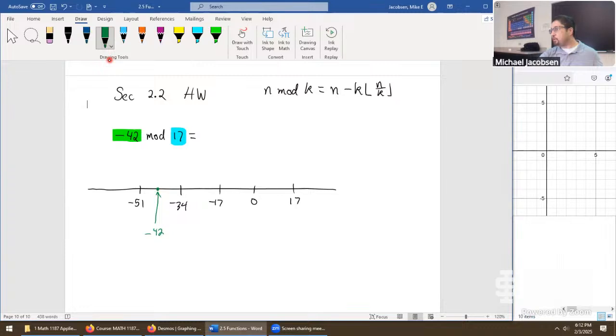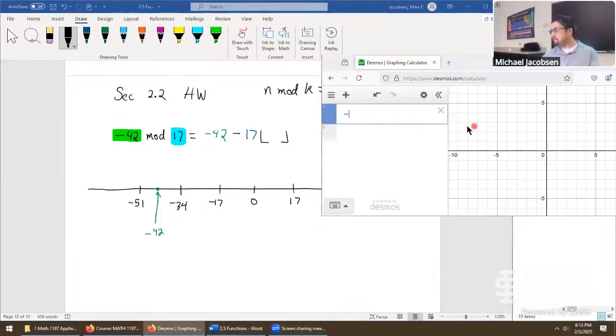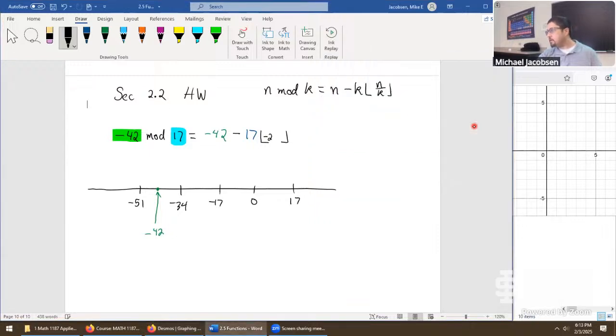So in this problem, we would go negative 42 minus 17 multiplied by the floor of negative 42 divided by 17. Let's throw that into the calculator. That comes out as negative 2.47, and some change. Let me put in a dot there to say we've got an answer accurate to 2 decimal places. Now, once we sort this out, we are getting negative 42 minus 17. The floor of this here would be negative 3.